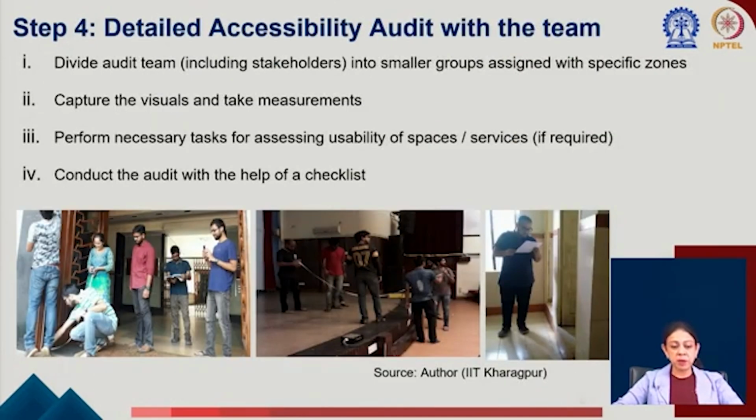Now this is the fourth step, the detailed accessibility audit. As you can see, these are all our IIT fourth-year architecture students, who have been conducting the access audit of one of our auditoriums. They are measuring the stage, the riser height, and the toilet, and this boy is carrying a checklist with the help of which you need to exactly document everything. So this part is very important: conduct the audit with the help of a checklist.